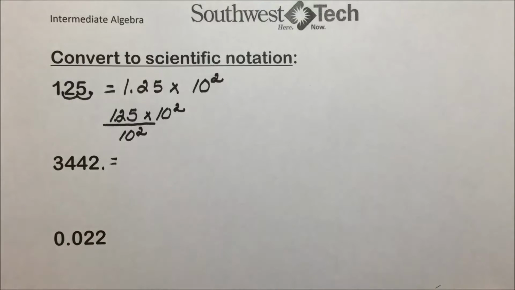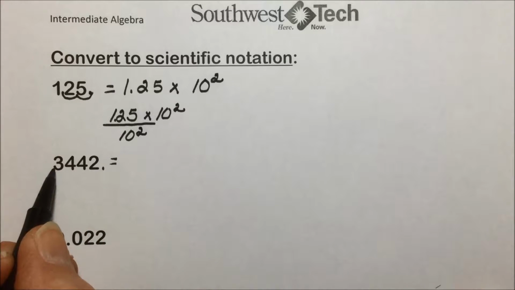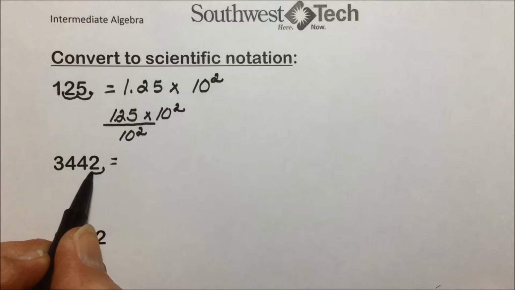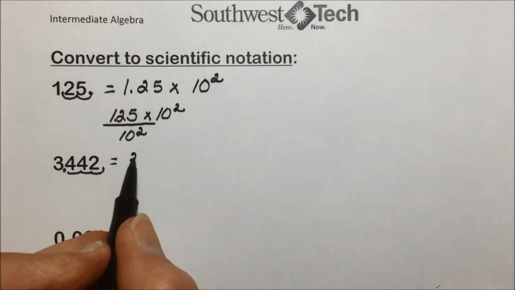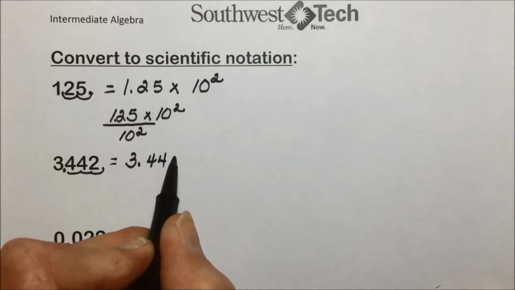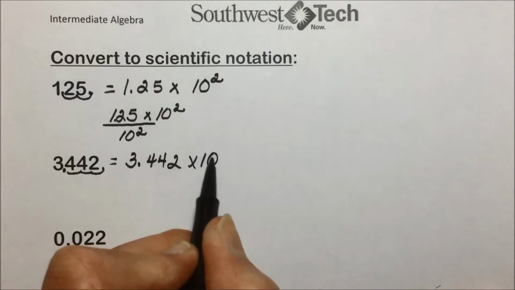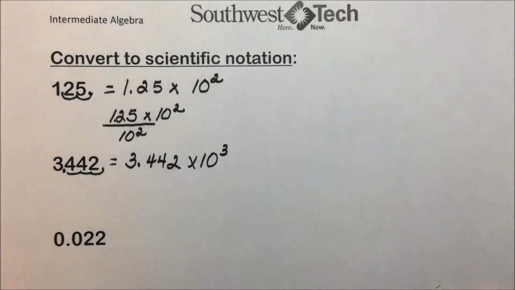So here in this next example, the decimal is at the far right of our number. We only want one single digit to the left of the decimal, so we need to move 1, 2, 3 decimal places. In other words, we're dividing by 10 to the third power, or 1,000, and to counter a division we multiply, so we end up with an equivalent of 3.42 times 10 to the number of place values, to the third power.